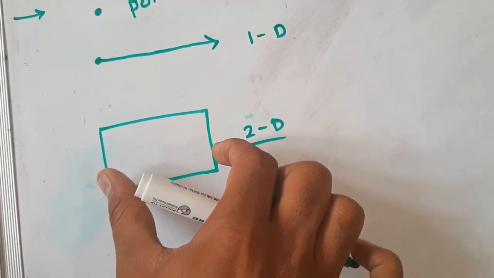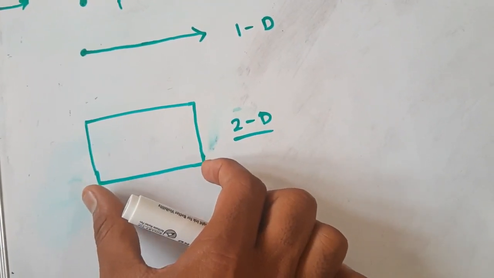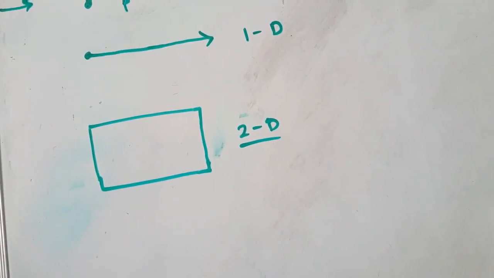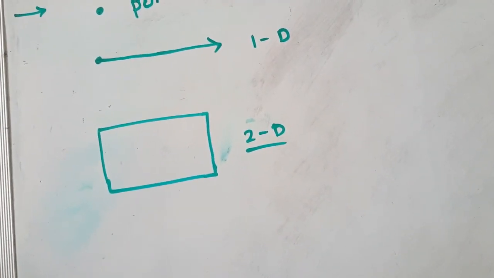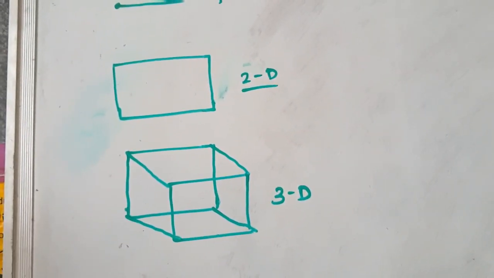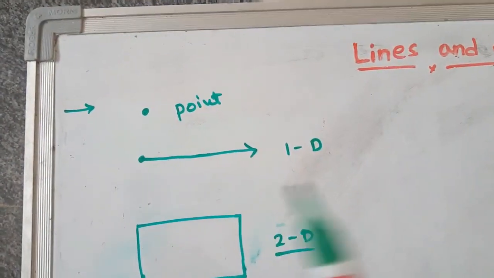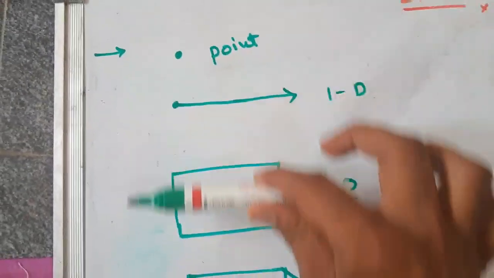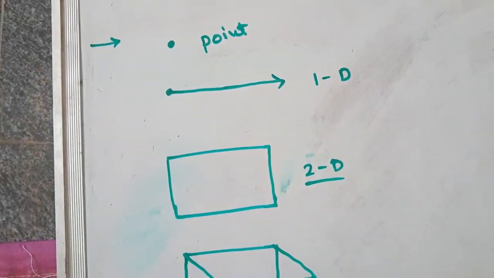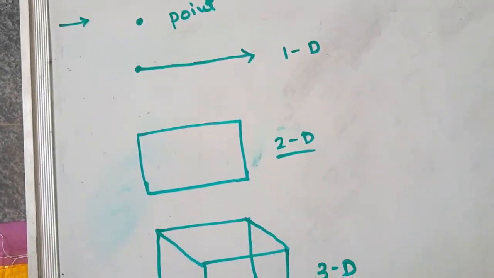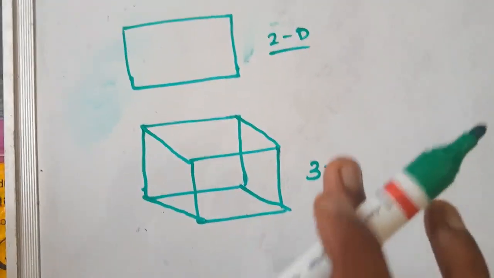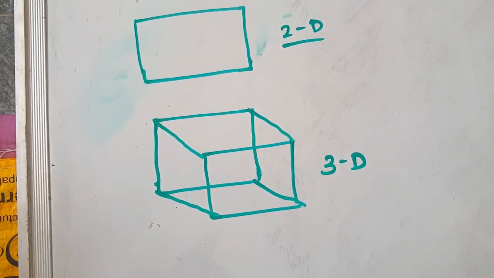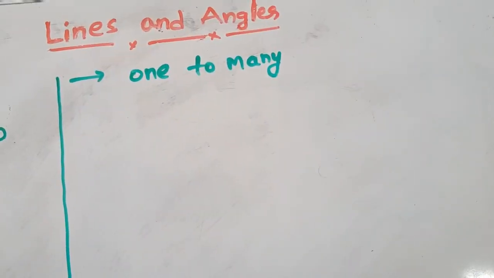So if I extend the plane upwards, then I am going to get a solid or 3D shape. First I start with a point, then extend the point, I get a line. If I extend the line, then I get a plane. Plane is 2D, line is 1D, one dimensional. And if I extend the plane, then I'm going to get a solid or 3D shape. The way of explanation is one to many.